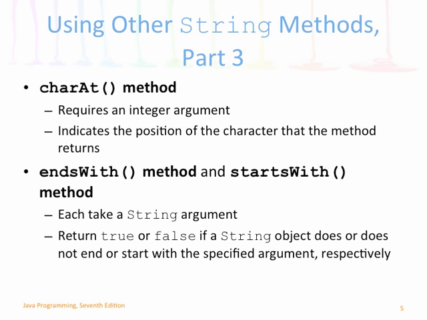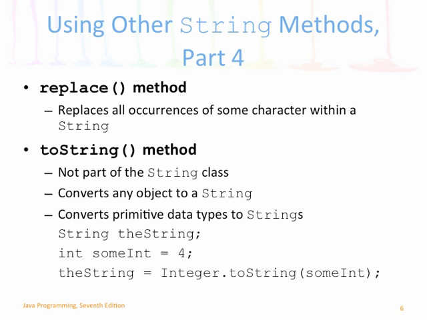Two other handy methods are endsWith and startsWith, and they take a string argument and they return a true or a false if the string does or does not end or start with the specified argument, respectively. So if you're looking for all ly words, for example, and you say endsWith("ly"), it will return a true or false if that string ends with ly. The replace method replaces all occurrences of some character within a string. Again, it creates a new one because strings are immutable.